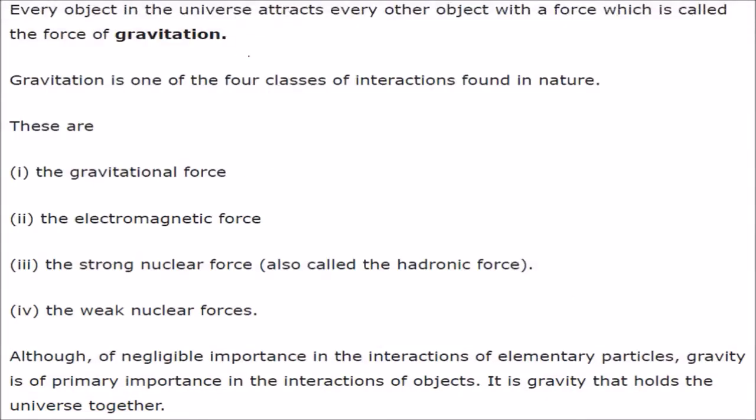So every object in the universe attracts every other object with a force, and this force is called the force of gravitation. So gravitation, as we see, is one of certain classes of interaction which we found in nature. These classes of interaction are gravitational force, electromagnetic force, the strong nuclear force, which we also call the hadronic force, and the weak nuclear force.